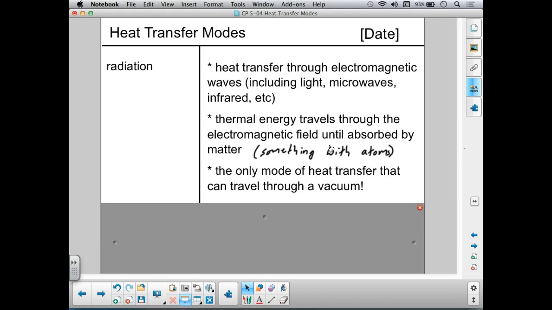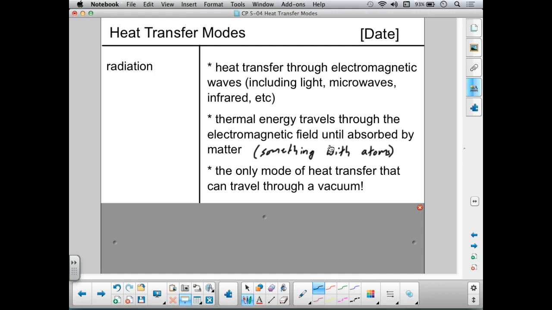Something special about radiation is that it is the only mode of heat transfer that can travel through a vacuum. Both conduction and convection require atoms or molecules to be present so that they can work. In conduction, molecules have to directly touch each other and hit each other to transfer thermal energy. In convection, those molecules have to physically move as a fluid from place to place to carry the thermal energy.